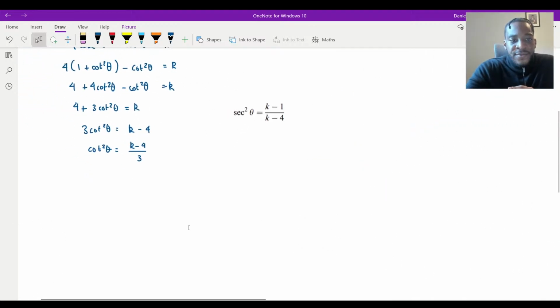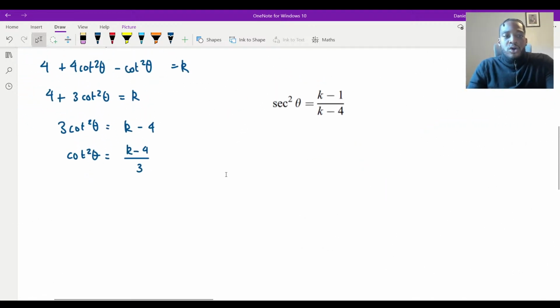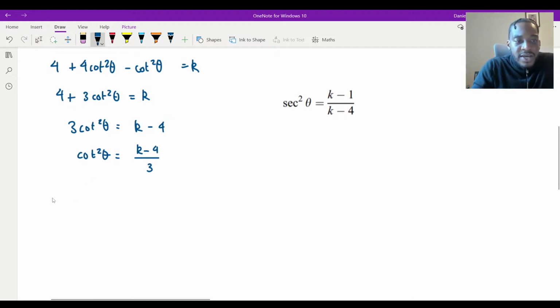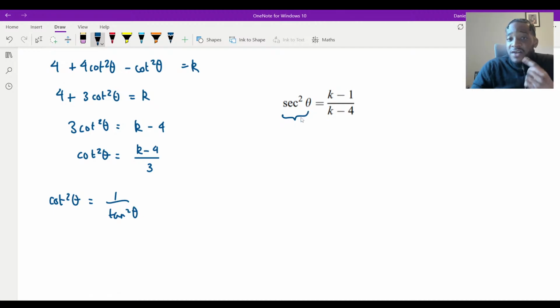But anyways, this one right here. I've got cot squared. Now, what do I know about cot squared? Well, cot squared, I know, is the same as 1 over tan squared, right? And tan squared in itself is actually another Pythagorean identity that connects them together as well. So the fact that I've got 1 over tan squared may be useful. I'm going to just write 1 over tan squared here, is equal to k minus 4 over 3, like that.